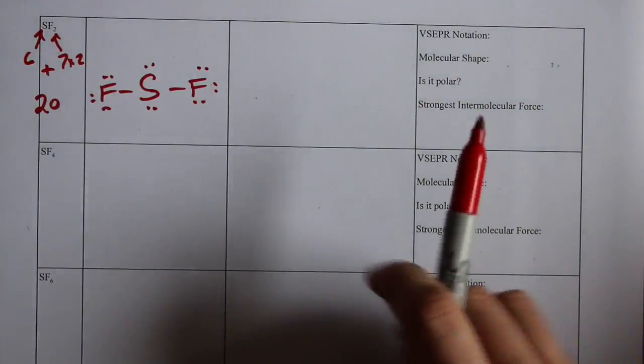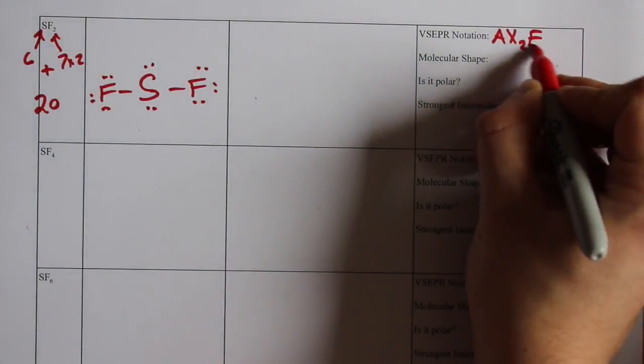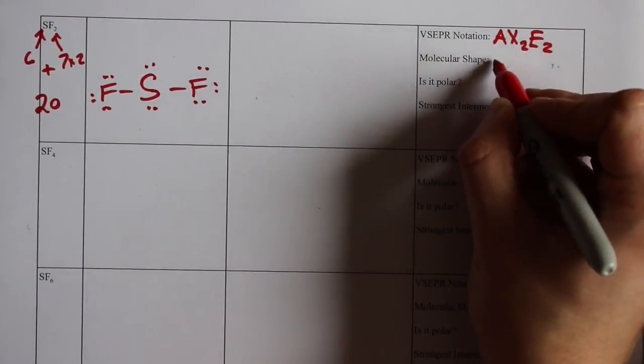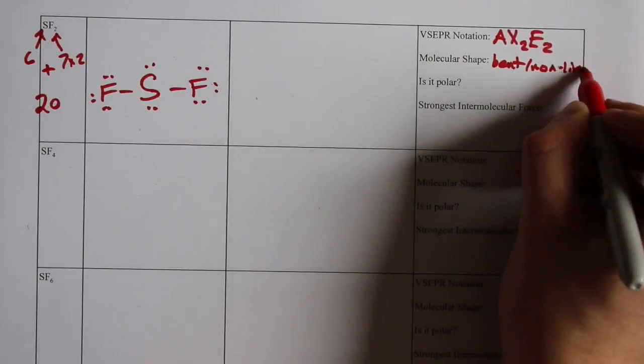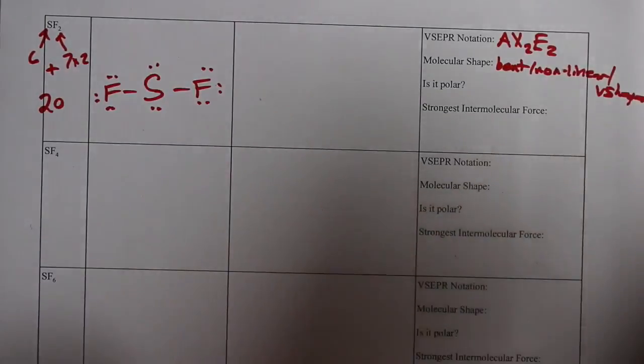If you've done any VSEPR before, you'll recognize this molecule shape, AX2E2, as the exact same shape as water. It is bent, or sometimes non-linear, or sometimes V-shaped. Again, ask your teacher which one they prefer.